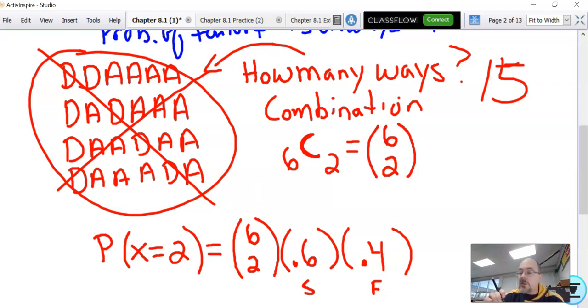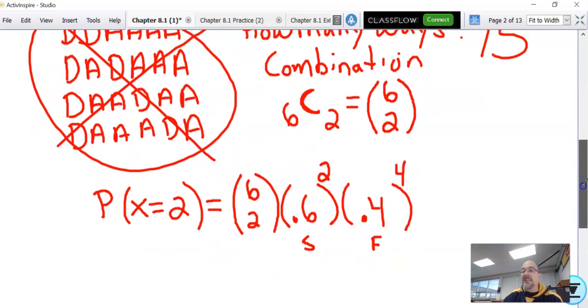How many customers were successful in buying a digital? 2. So the exponent on that 6 is a 2. The exponent on the 4, how many failed to buy a digital? 4.